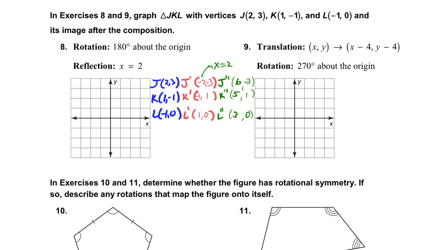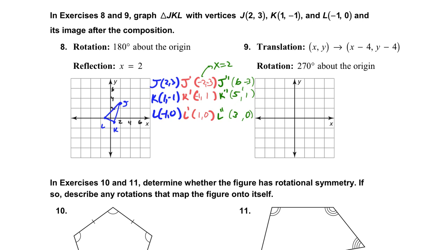So let's go ahead and graph the pre-image and the image. So I'm going to go to 2. I'm going to count by 2s just to make life easy. So let's call this 2, 4, 6 to make life easier. Let's see, 2, 3. Here's J. 1, -1 would be K. So here's J, here's K, and then -1, 0 is L. So this is our little triangle.